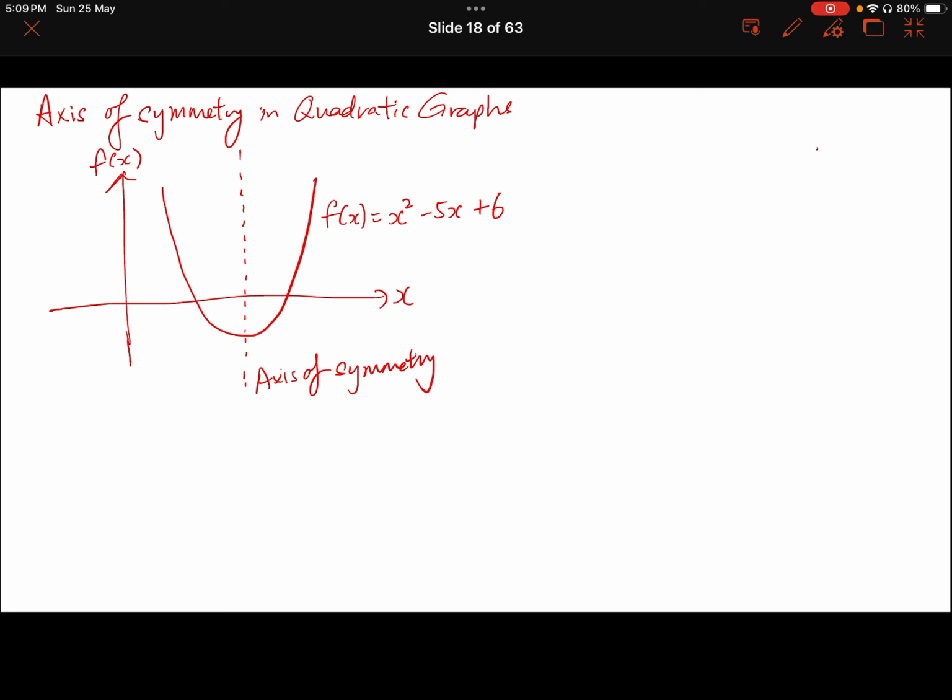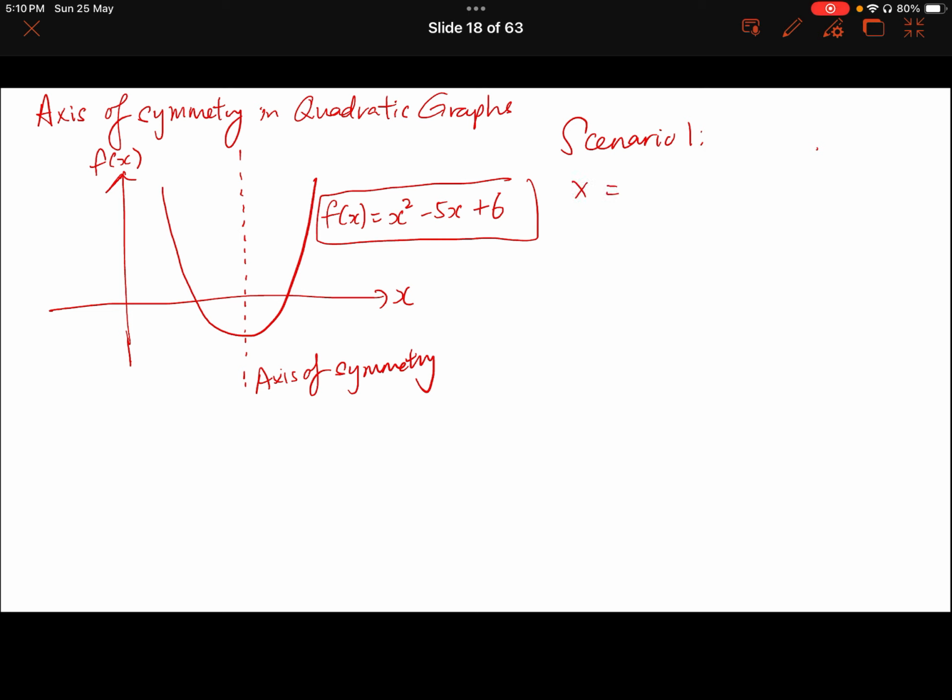Now, scenario 1. If we have the function, there are obviously two ways. Usually for the IB AA students specifically, you should be able to find the axis of symmetry both with the GDC and without the GDC. So it is important for you to know how to find the axis of symmetry by using an algebraic approach.